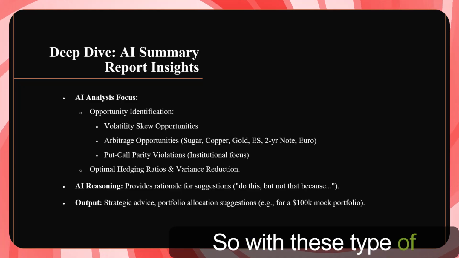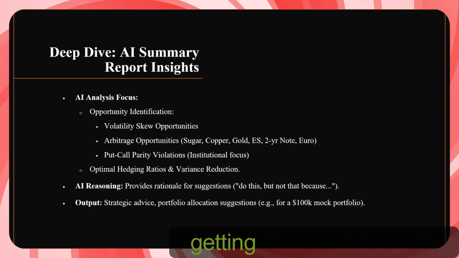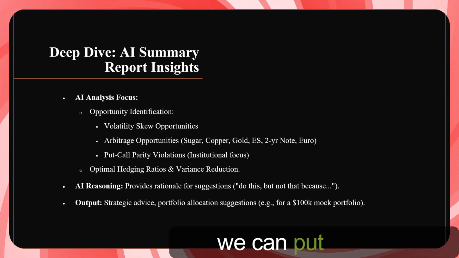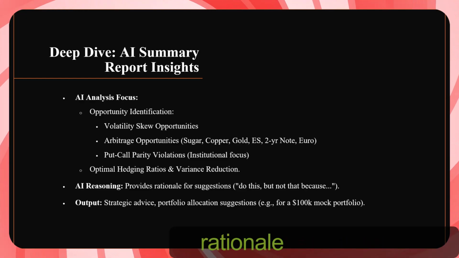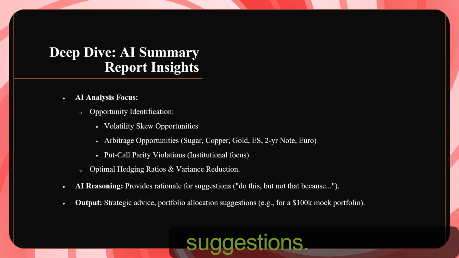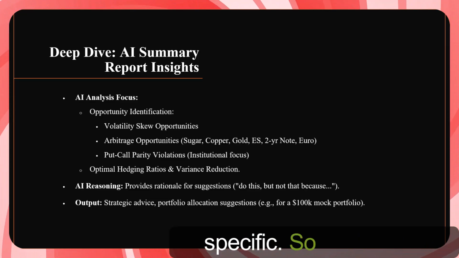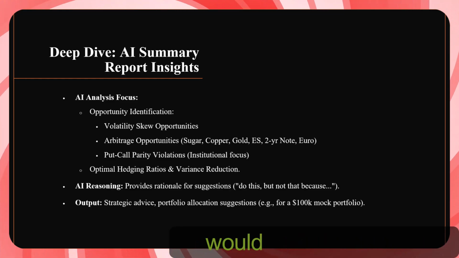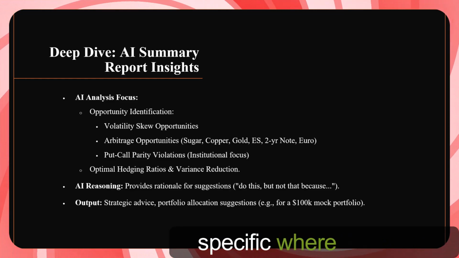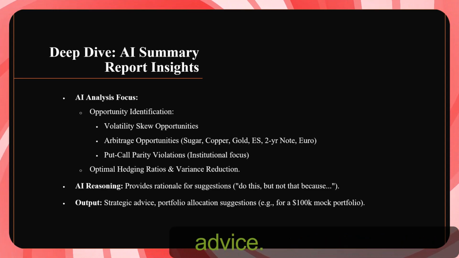So with these types of reports, we can build in AI reasoning because the AI is getting so advanced now. We can put in reasoning, so that it will be able to provide you a rationale for a variety of suggestions. Do this, don't do this, because, and it's very specific. So now this is doing things you would expect a high-paying portfolio manager to do, and it's very specific where to go. So the output then becomes this: here's the strategic advice.